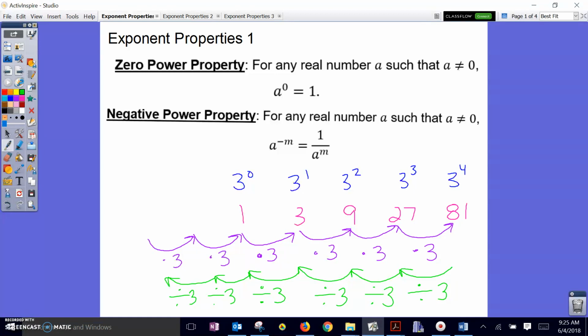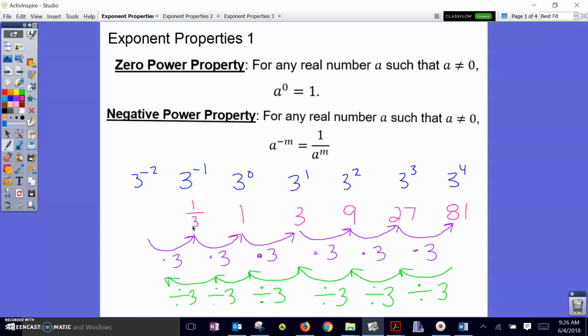So in order to get 3 to the negative first and 3 to the negative second, we're going to divide 3 to the 0 by 3. So I'm going to take 1 divided by 3. What do I get when I take 1 and divide it by 3? I get 1 over 3, or 1 over 3 to the first.